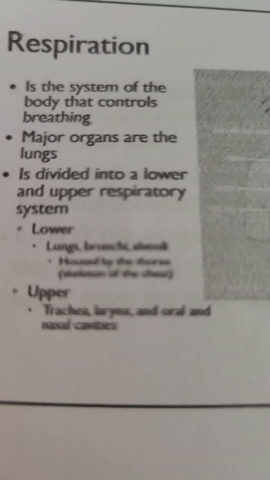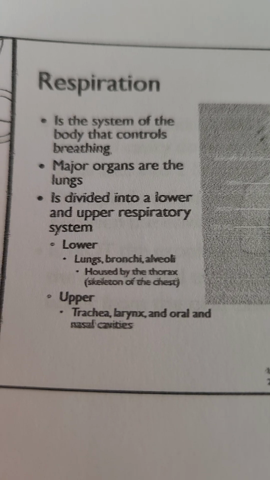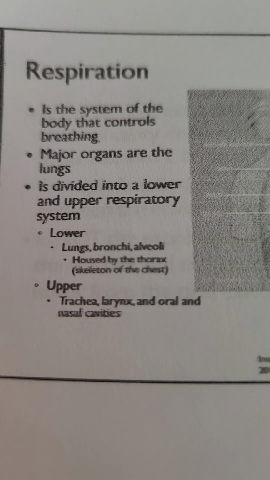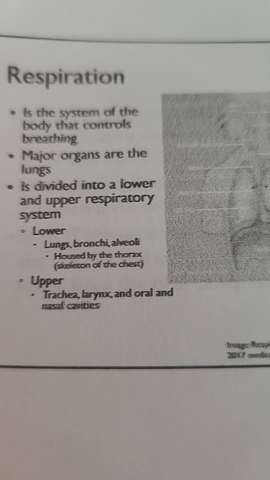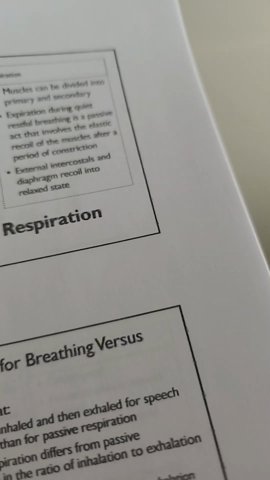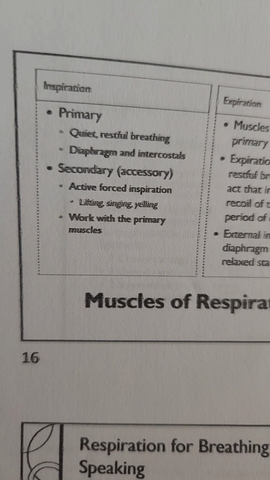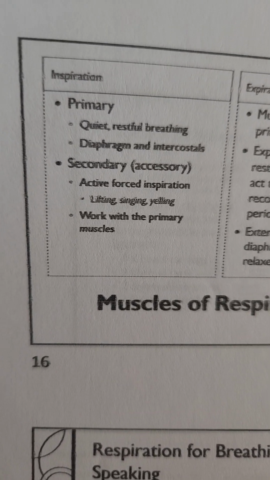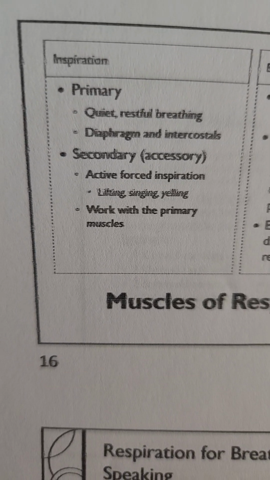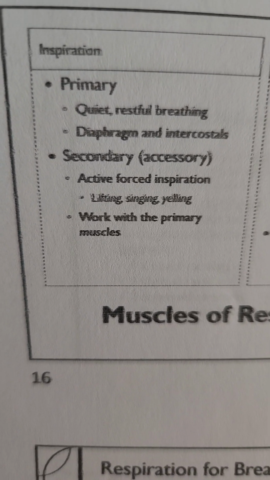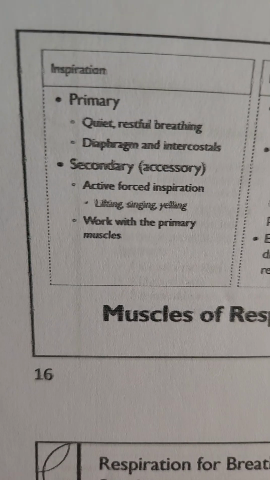The lower is the lungs, bronchi, alveoli, housed by the thorax, the skeleton of the chest. Upper is the trachea, the larynx, and the oral and nasal cavities. The muscles of respiration are primary and secondary. Primary for quiet, restful breathing: diaphragm and intercostals. Secondary, accessory, active force inspiration, singing, yelling. Work with the primary muscles.